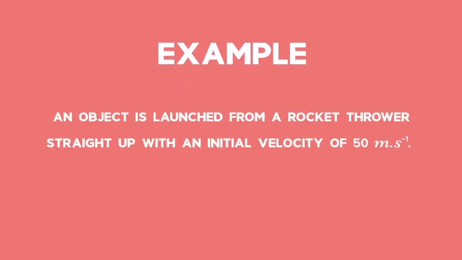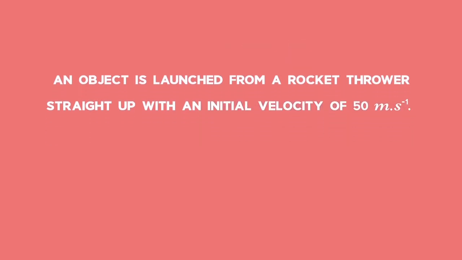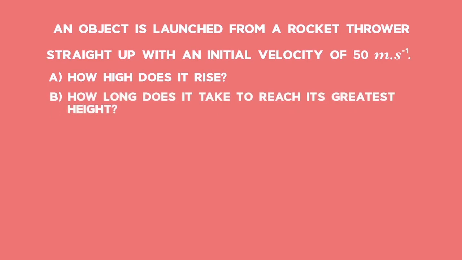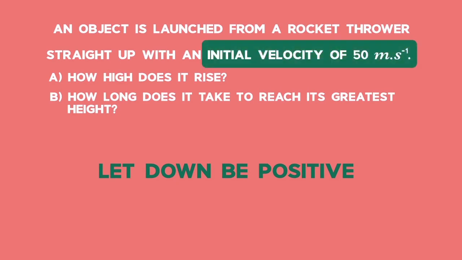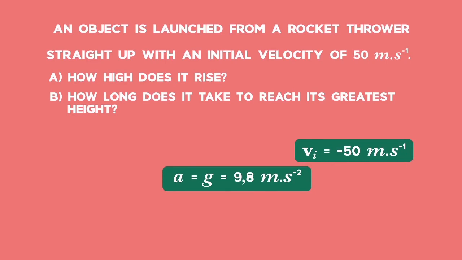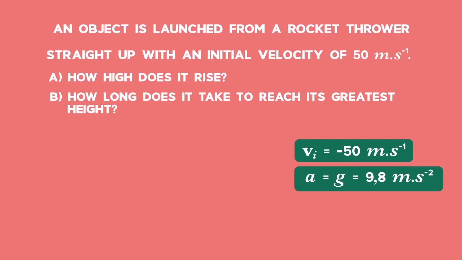Let us look at another example. An object is launched from a rocket thrower straight up with an initial velocity of 50 meters per second. A. How high does it rise? B. How long does it take to reach its greatest height? Choosing down as positive, we extract the relevant information that the initial velocity is minus 50 meters per second. The gravitational acceleration is positive 9,8 meters per second squared, and the final velocity at the peak is 0.